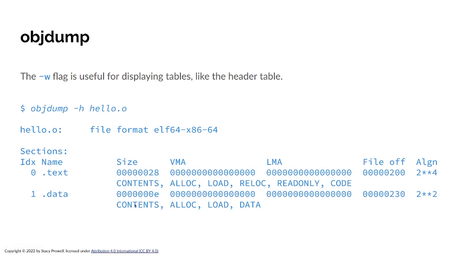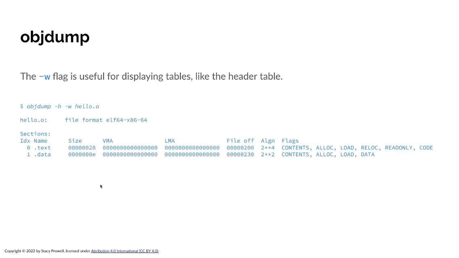Each entry takes up 2 lines, which is an okay way to display it. But if I use the -w switch, now the flags get their own column over here. I just have to make my window a little wider for it to work.